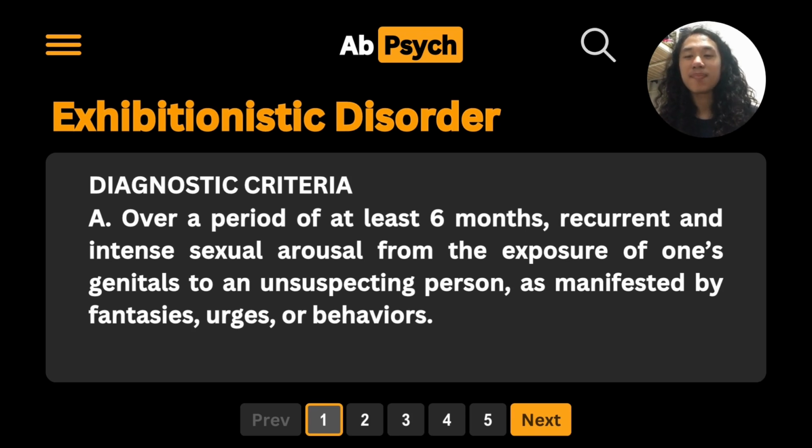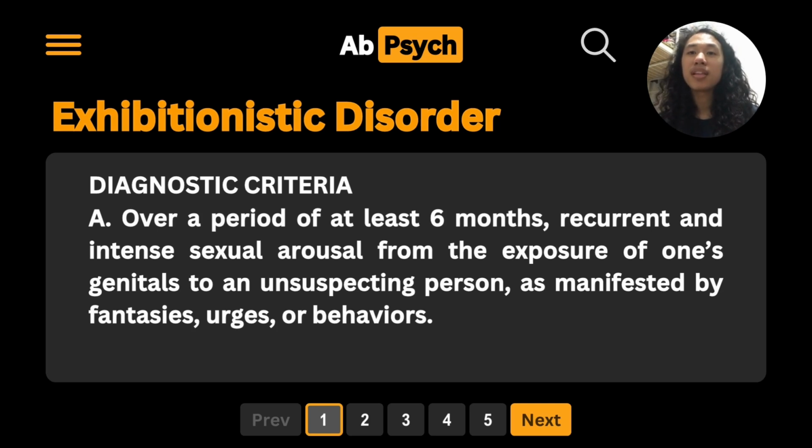Ayan, so last time, dinicuss natin yung voyeuristic disorder. This time around, we will be tackling exhibitionistic disorder. Actually, these two paraphilic disorders are closely related, which is why dun sa ating last discussion ay na-include itong exhibitionistic disorder as a comorbidity ng voyeuristic disorder. So, before anything else, ano nga ba itong tinatawag nating exhibitionistic disorder?